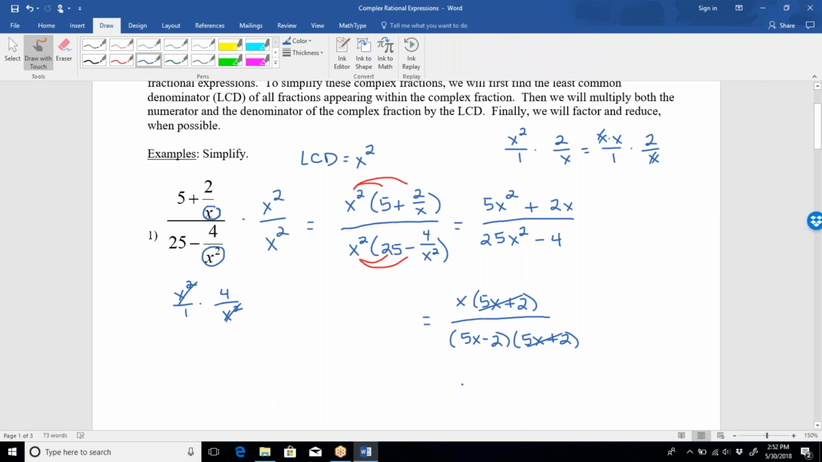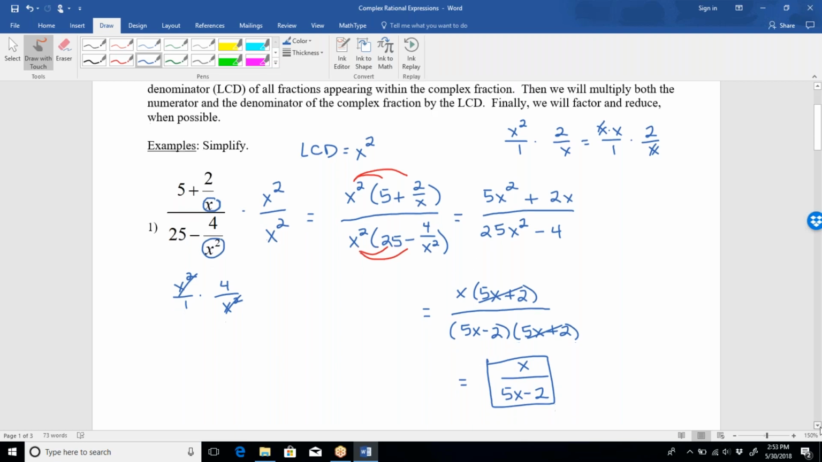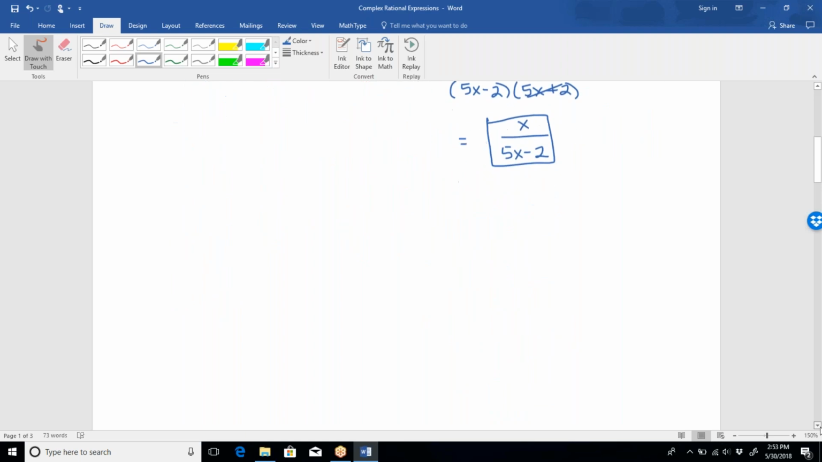And my final answer for this problem will be, I have an x in the numerator and a 5x minus 2 in the denominator. So this is the best, most reduced answer for this problem. Okay, let's look at another one.